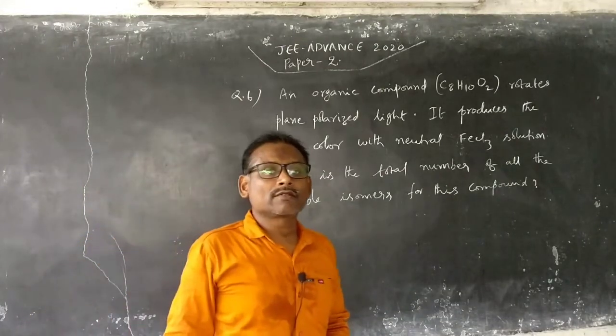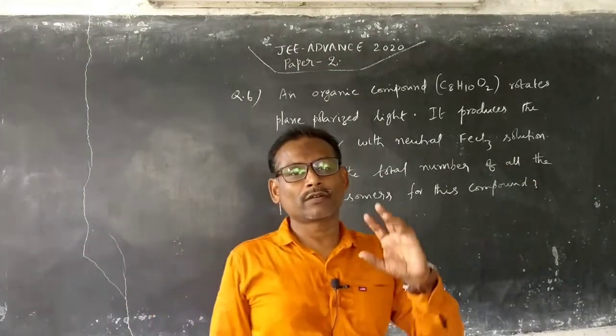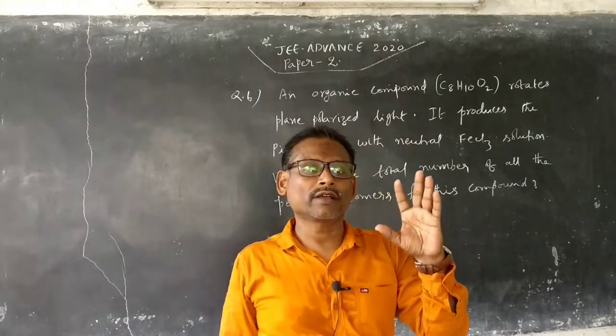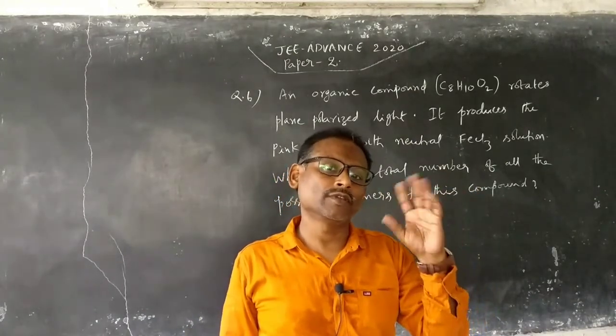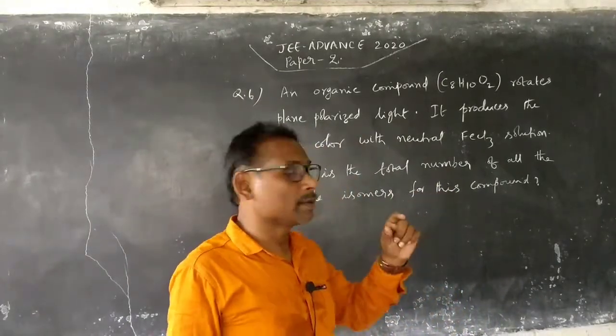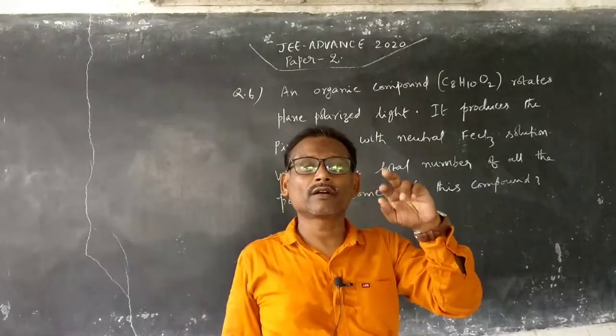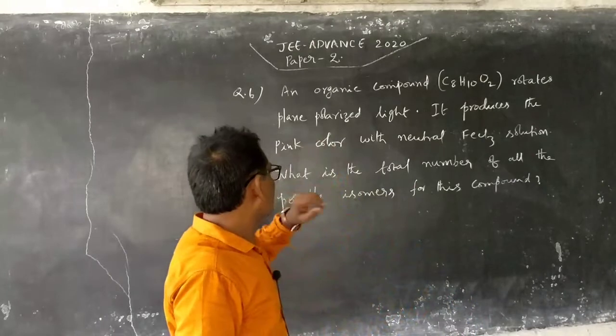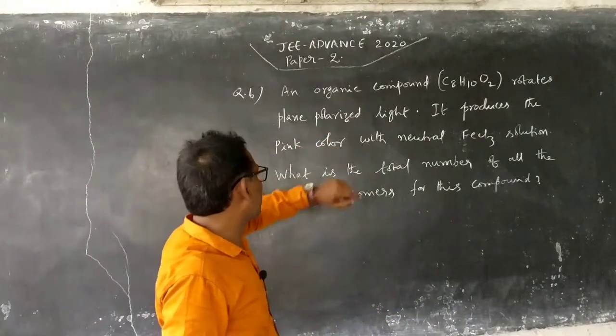Normally, aqueous FeCl3 gives a pink color whenever a phenol group is present. The ferric ion forms a complex with phenoxide, and that complex is pink in color. So the presence of the pink color means we can expect a phenol.